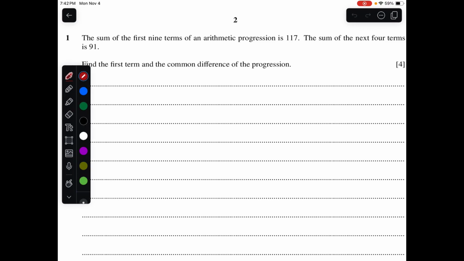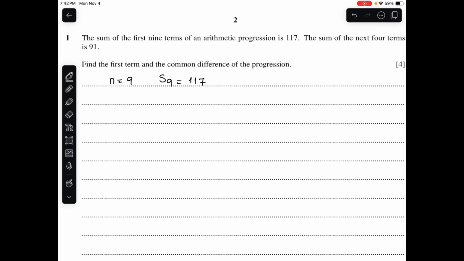So what information has been given to me over here is the sum of the first 9 terms. So when n equals 9, S9 is 117 and the sum of the next 4 terms is 91. So if we add the next 4 terms, so 9 plus 4, that is 13, S13 is going to be 117 plus 91.